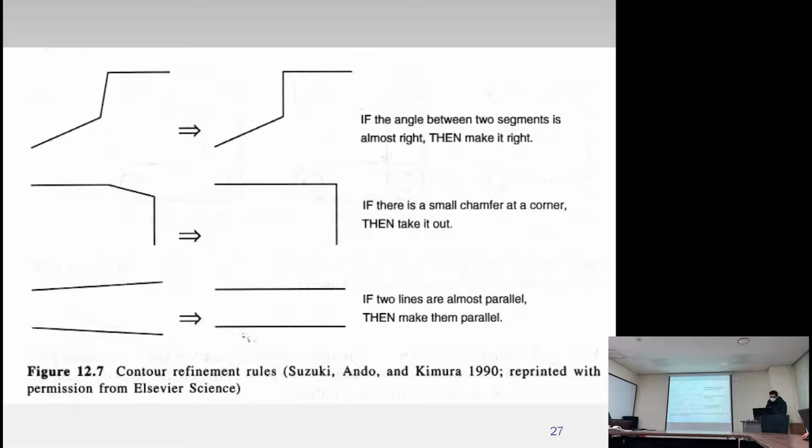So once that is done, we move on to the contour refinement stage, which satisfies the loose constraints. In here, shape modification rules are used, and you can see 3 examples, such as if the angle between the 2 segments is almost correct, then you make them correct. And if there is a small chamfer at a corner, then just remove it. And lastly, if the lines are almost parallel, then just make them parallel. So these are the shape modification rules which satisfy loose constraints.